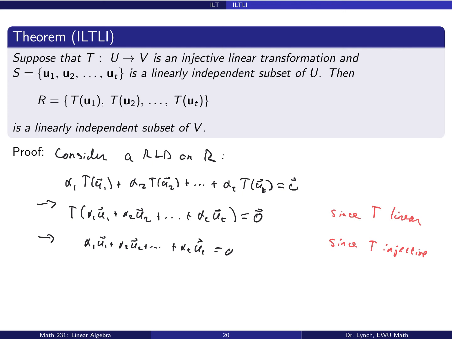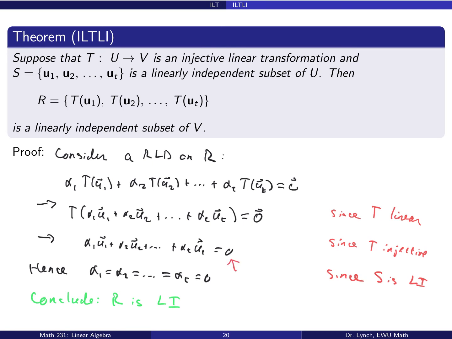Now, of course, since the set S is linearly independent itself, this tells us that the alphas have to be 0. Okay, this is a relation of linear dependence on the set S, which we know to be linearly independent, so the alphas must all be 0, and we can conclude that R is a linearly independent set.